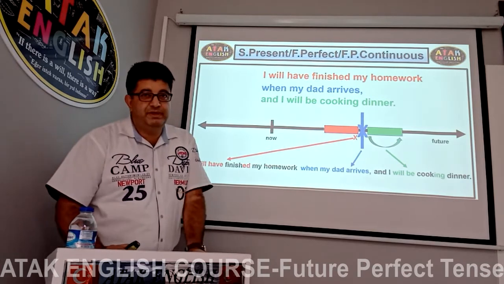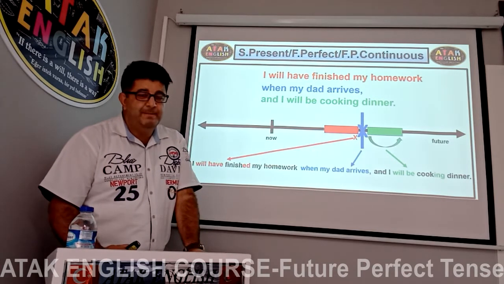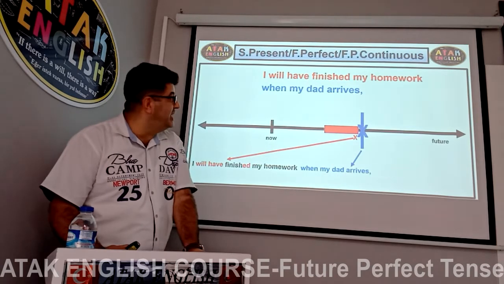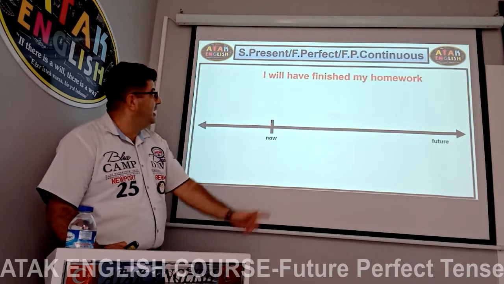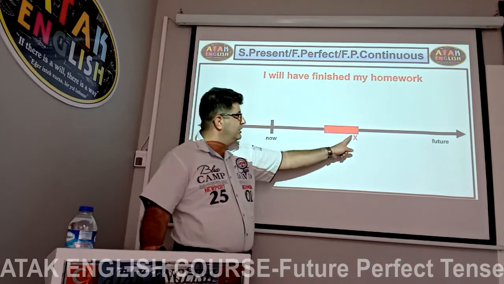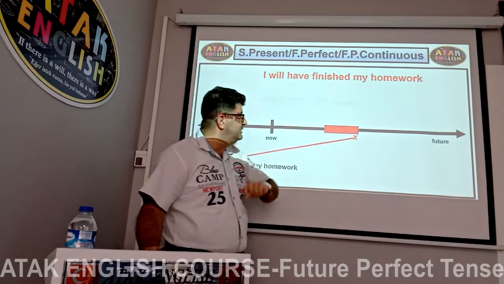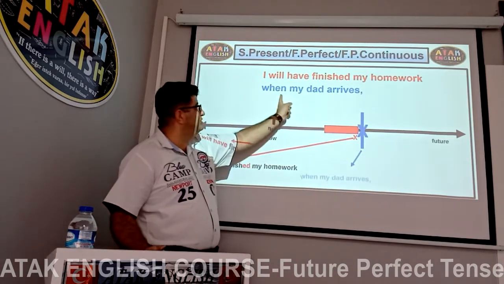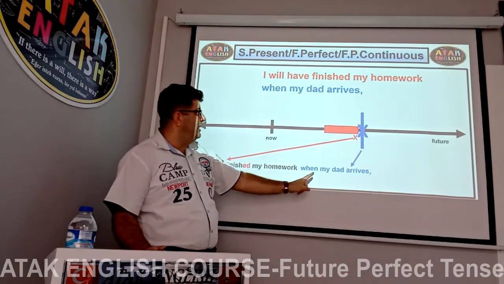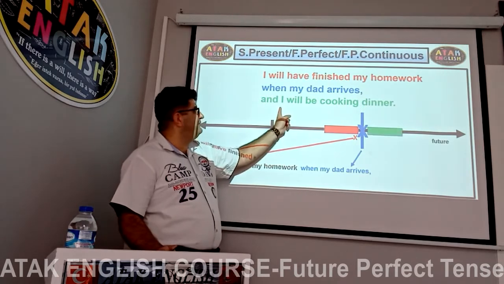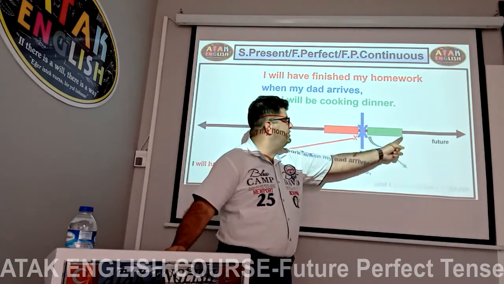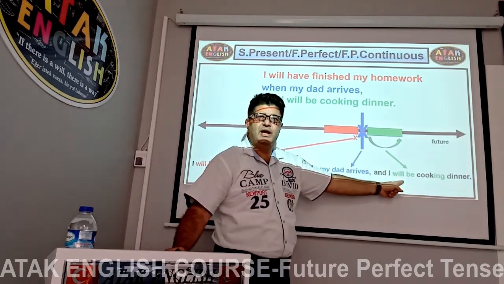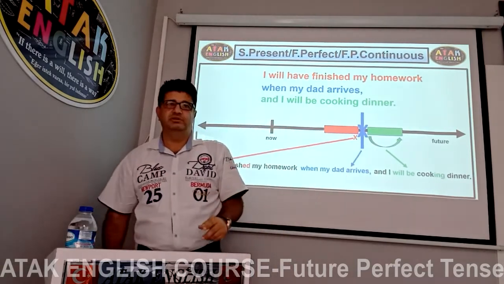I'd like to repeat this example one more time. I will have finished my homework. That's the end of a period. When my dad arrives, I'd like to attract your attention, simple present. And after that, I will be cooking dinner. There is a period of time. That's why I use future continuous.